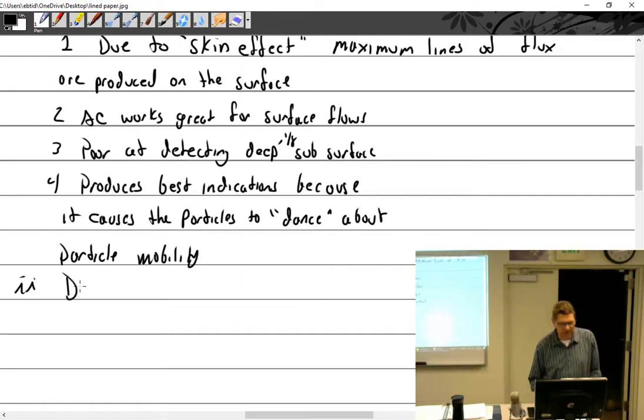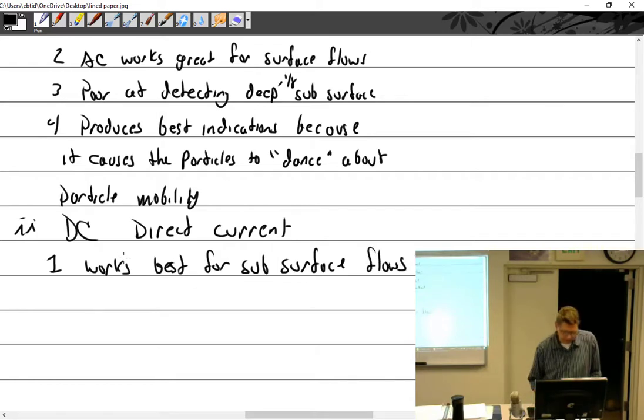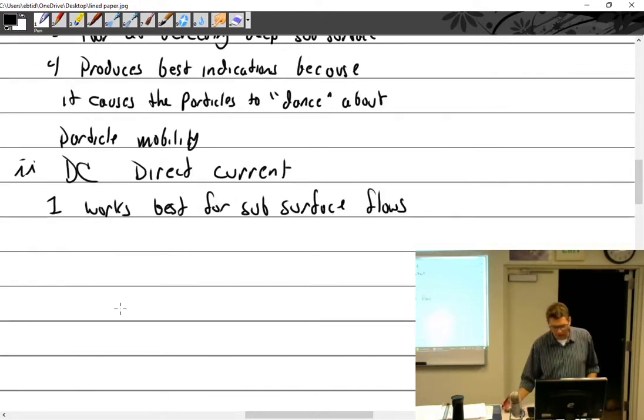All right, we have DC, which works best for subsurface flaws. I don't want to say it doesn't work well for surface discontinuities. It works fine. It really does. You've seen that. It's just not as sensitive.